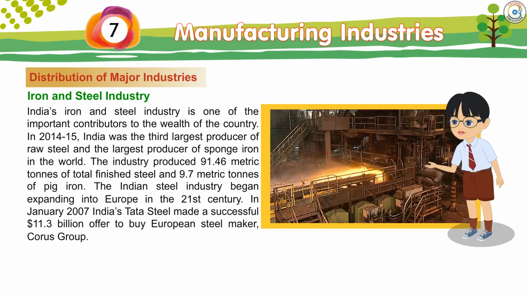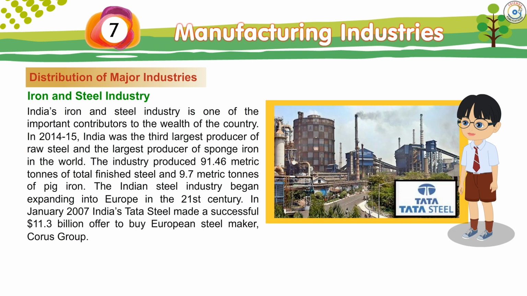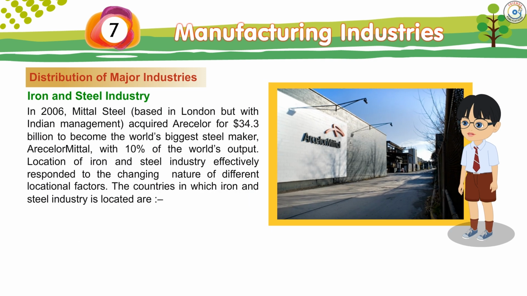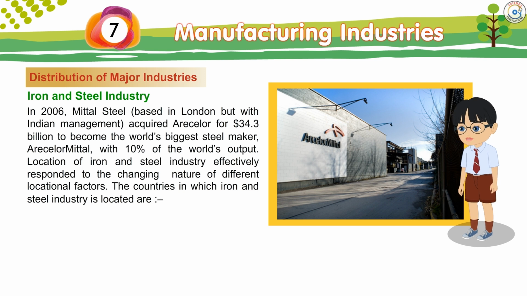The Indian steel industry began expanding into Europe in the 21st century. In January 2007, India's Tata Steel made a successful $11.3 billion offer to buy European steelmaker Corus Group. In 2006, Mittal Steel, based in London but with Indian management, acquired Arcelor for $34.3 billion to become the world's biggest steel maker, ArcelorMittal, with 10% of the world's output.